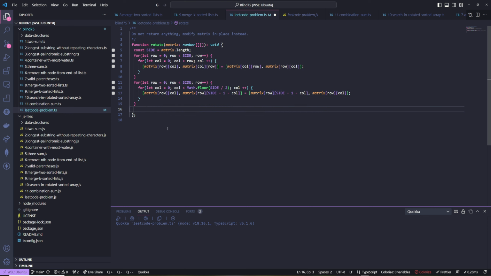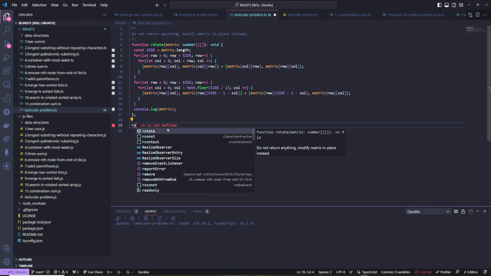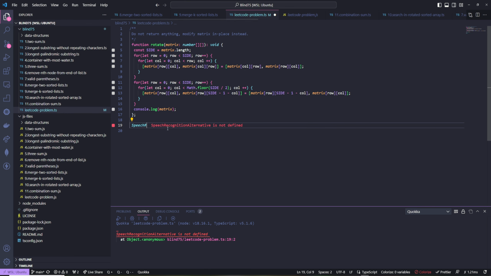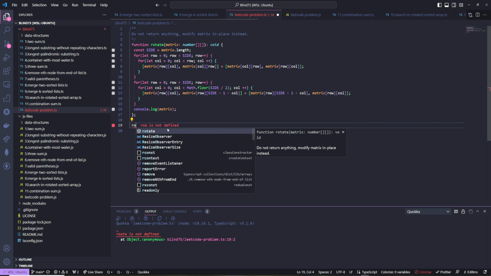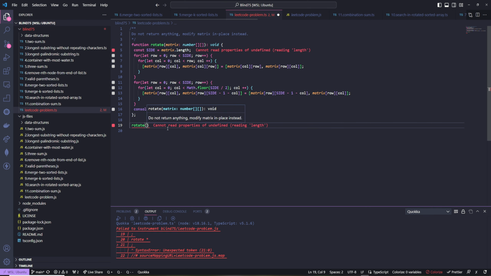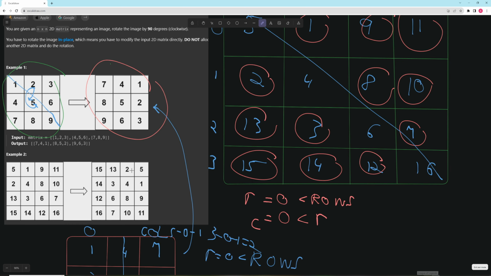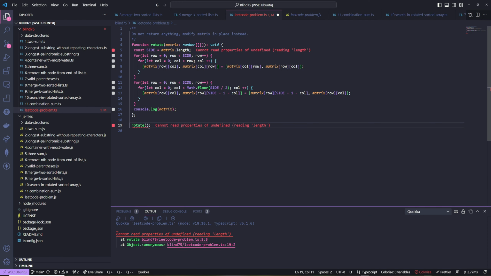And now, luckily, we can test it. So we can just console log. This isn't supposed to return anything, but we can console log the matrix. And we can just test some stuff, like let's just say rotate, and then we can have some matrix in here. Let's just see if there is an example. So let's see, 1, 2, 3, 4, 5, 6, 7, 8, 9. So let's try that. And that should be rotated, but let's take a look.